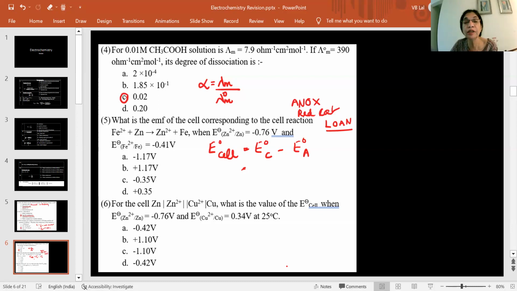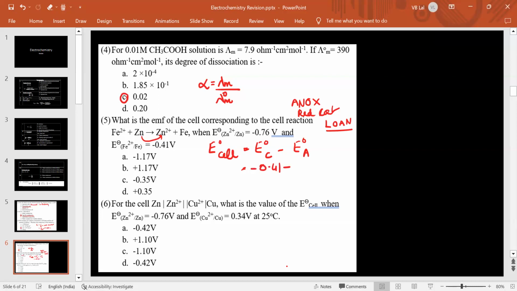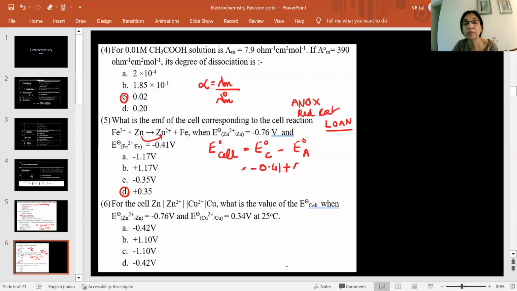So here what is happening? Zinc is getting oxidized. See, the oxidation number is increasing and iron is getting reduced, right? So since zinc is getting oxidized, zinc should be the anode and iron should be the cathode. So how will I write E cathode minus E anode? So what will that be? Minus 0.41 minus. Ma'am, is it option D? Yes, answer is option D. Very good. Plus 0.76. So it will become plus 0.35 volt.